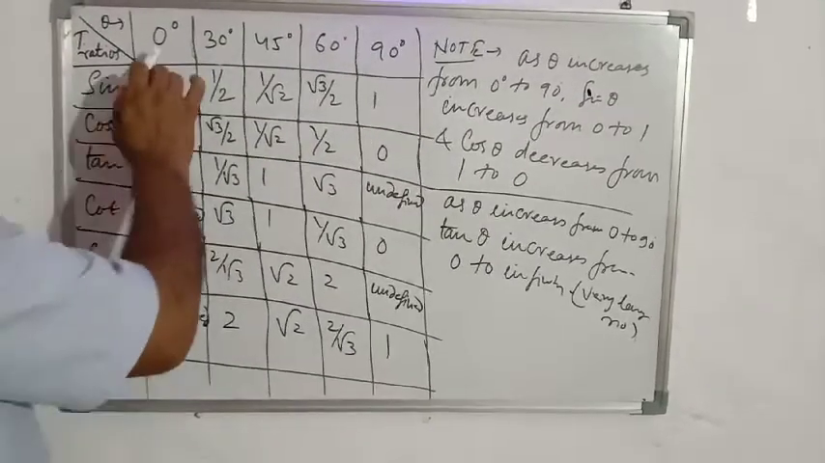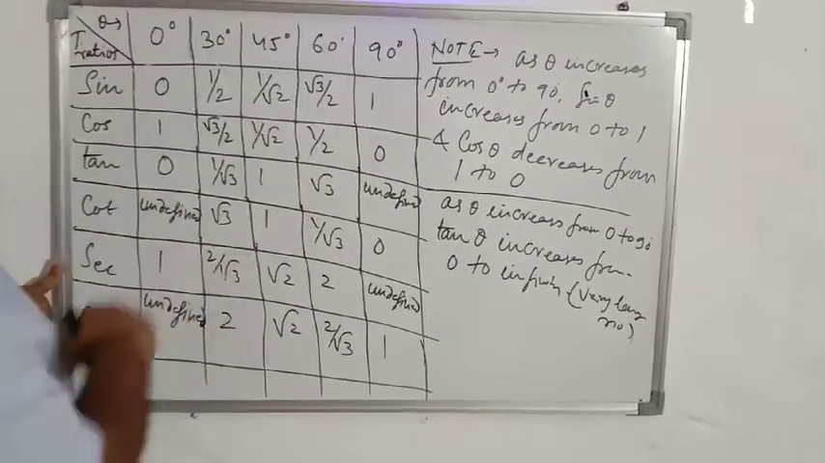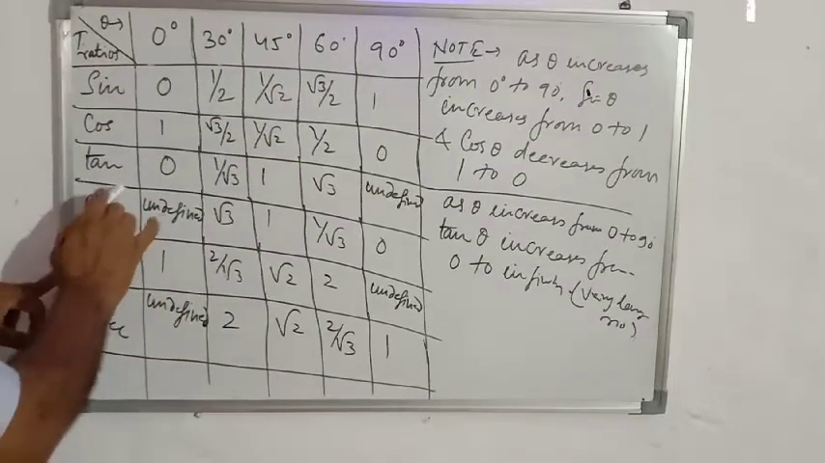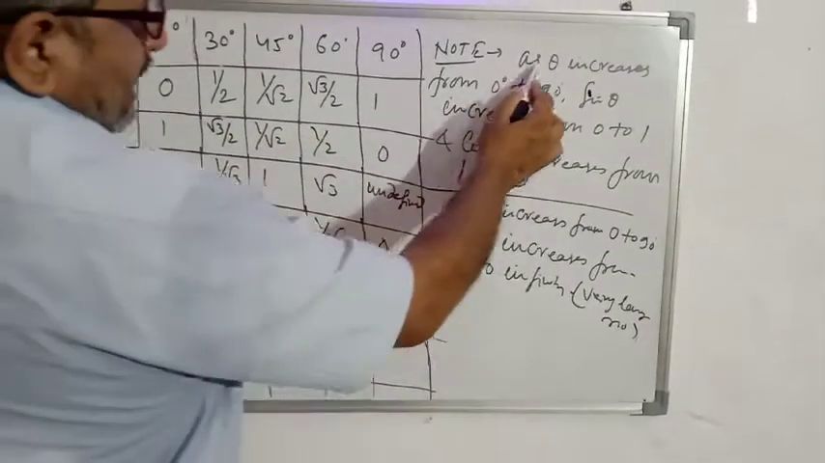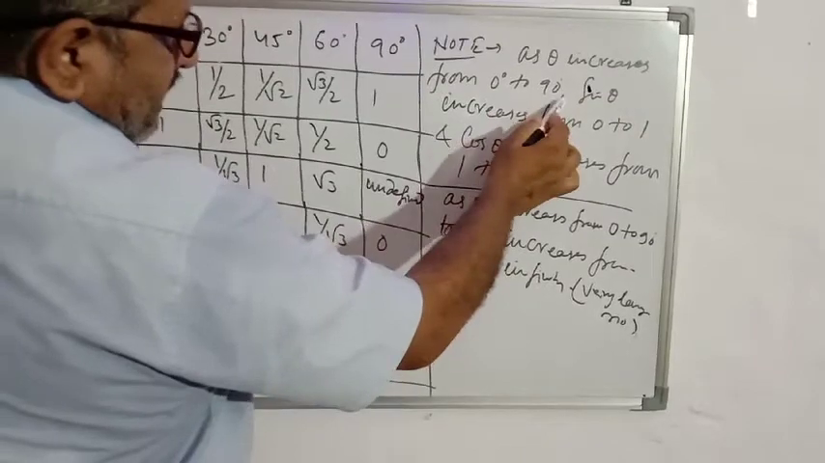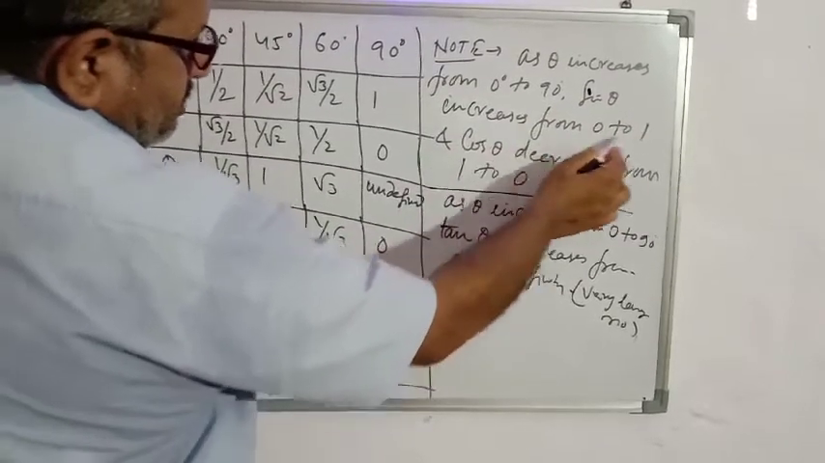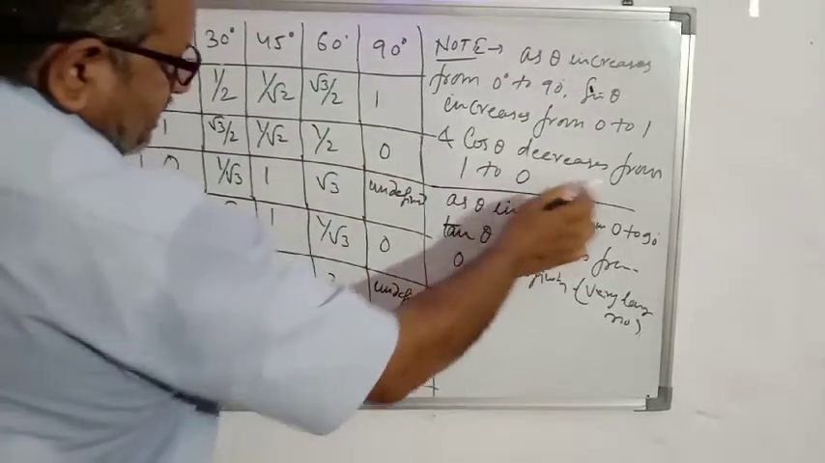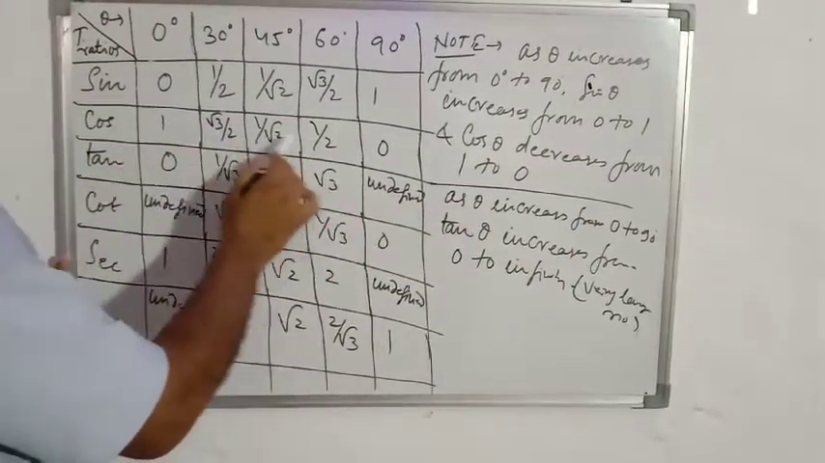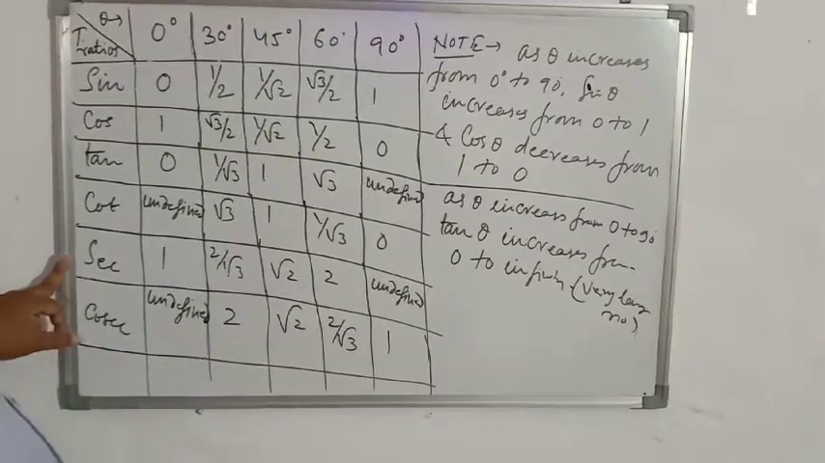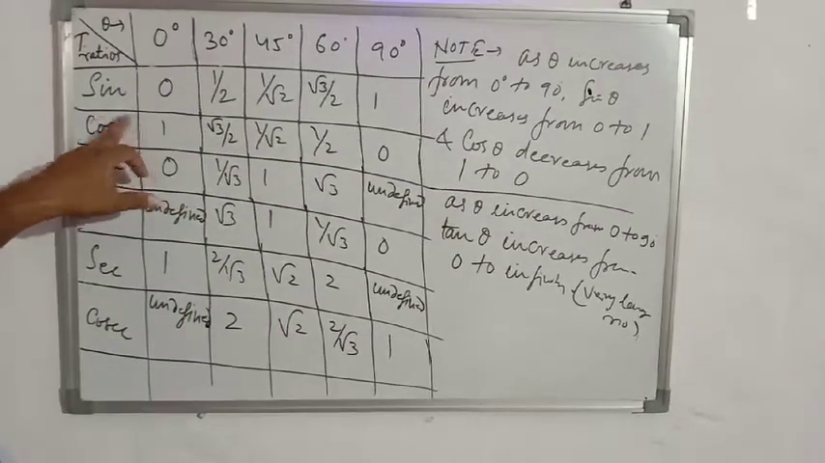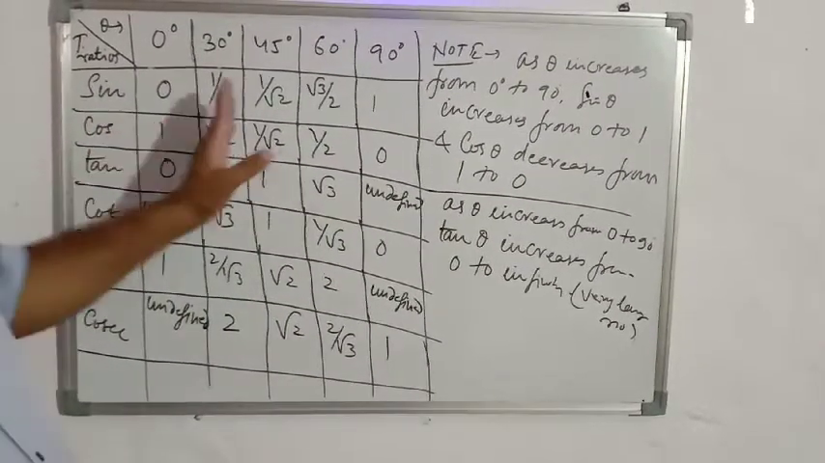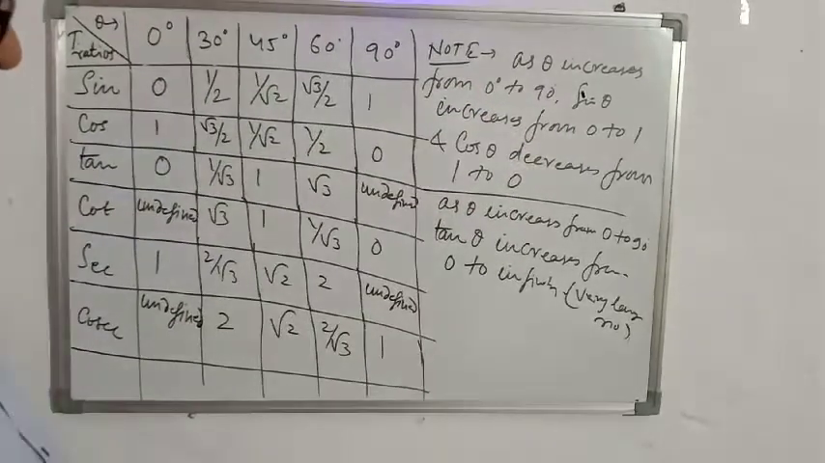So when we consider the angle between 0 and 90, here I have written: as theta increases from 0 to 90, sin theta increases from 0 to 1. You can see from the table. And cos theta decreases from 1 to 0. For less angle, value of cos will be more if theta lies between 0 and 90.